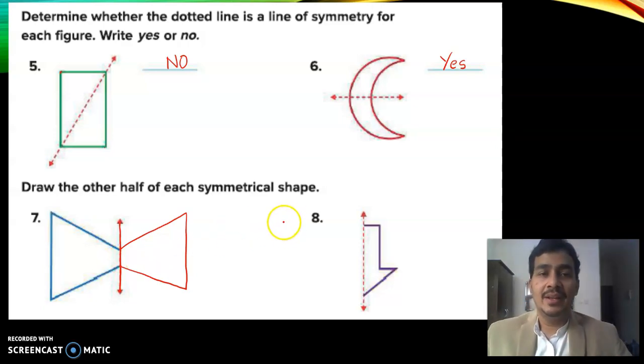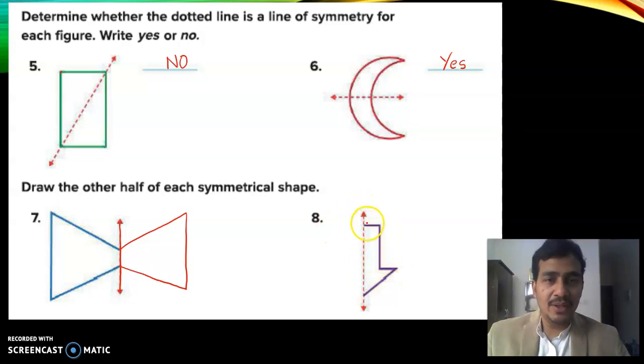Is that okay? What about this? This is a line of symmetry, and then here there is an object. So we draw the object on the other side also. A little bit smaller. And you have to draw the same object on the other side. It's very, very interesting to draw this.